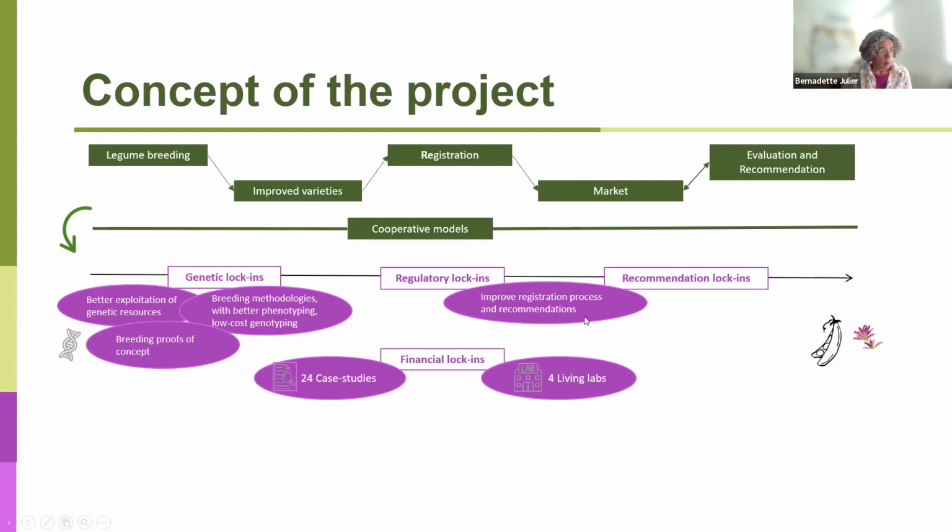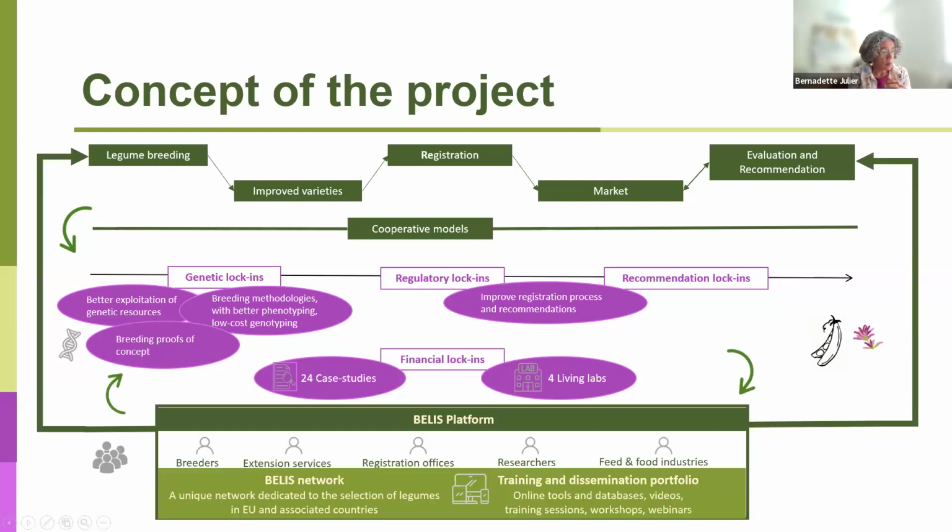For the regulatory and recommendation lock-ins, we are also trying to improve the registration process and recommendations. And about the financial lock-ins, we are studying different case studies, 24 case studies, and we have 4 living labs to describe and improve how to build budgets around legume breeding.